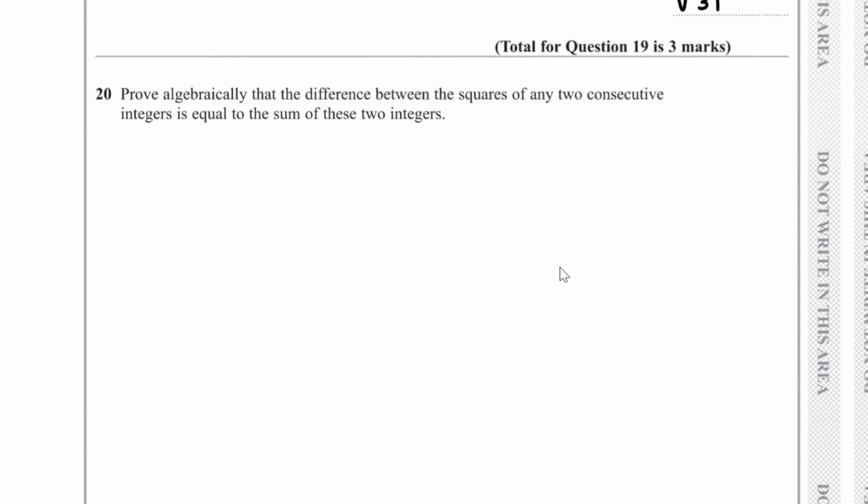Question 20, we have to prove algebraically that the difference between the squares of any two consecutive integers is equal to the sum of those two integers. So first of all, let's concentrate on what we mean by consecutive integers. Well, an example: if an integer is n, the consecutive integer after that will be n plus 1. And what we need to find first of all is the difference between the squares of these. So we have n plus 1 all squared minus n squared. So this is the difference between the squares.